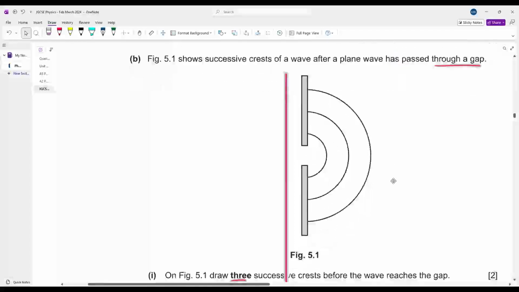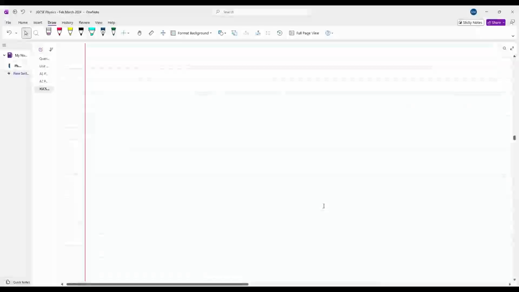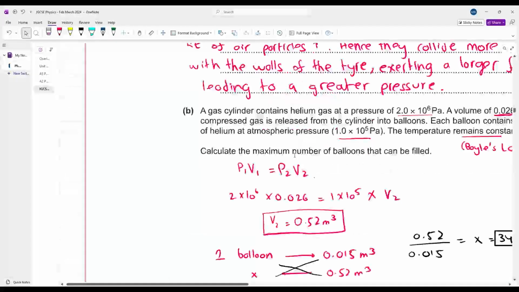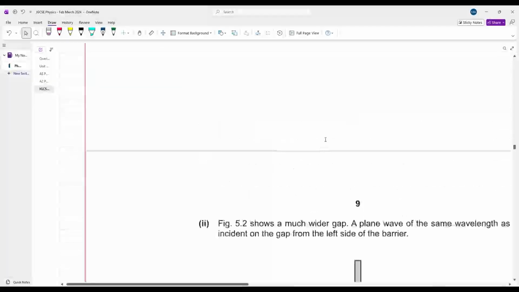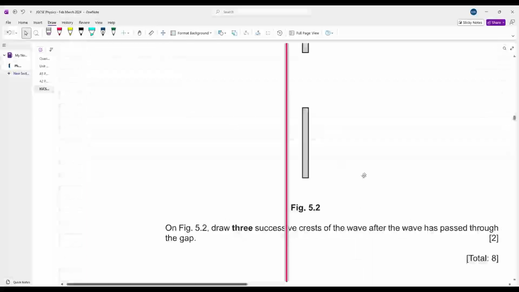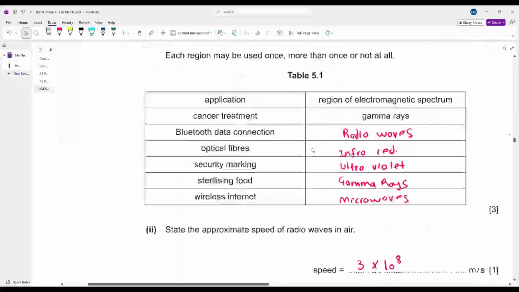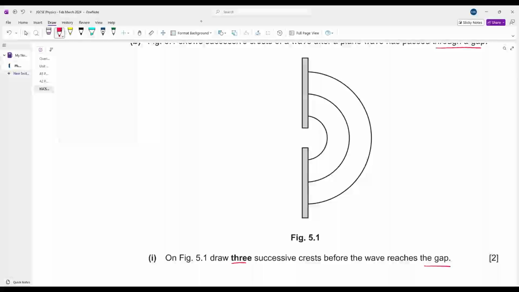One second, let me place it here. हाँ यहाँ पे, oh ho, what has happened? One second, what have I done here? Oh, my bad. Let me undo this. इसे हटा देते हैं हम. So now you have to draw the crests before diffraction. How will you do that? You will draw straight lines like this.